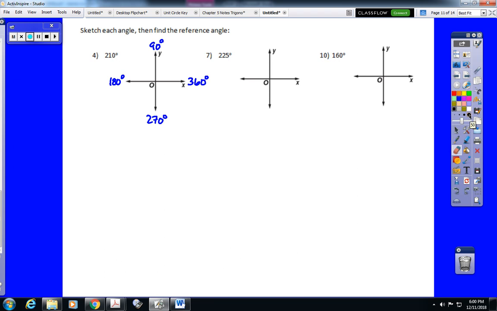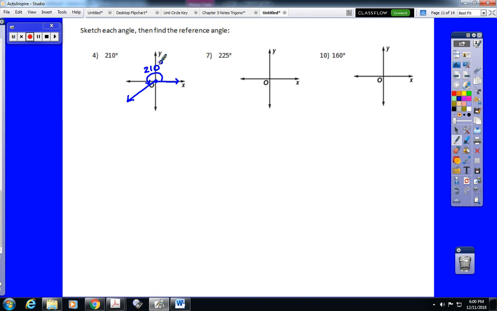Now, if we're graphing 210 degrees, that would be between 180 and 270. So, we're going to start off drawing one side of our angle, starting at the origin and going out along the positive x-axis. And the second side of our angle will be somewhere in quadrant 3. It does not matter where. Now from there, to complete our picture, we simply label it 210 degrees.